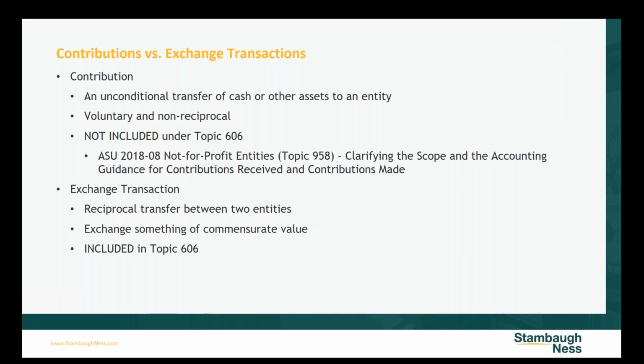So we jump from a contribution to what we're focusing on now, which is exchange transactions. This is a reciprocal transfer between two entities. There's an exchange of something of value, essentially commensurate value, not incidental value. There's a significant value to that. And that's everything that topic 606 is focusing on and what we're talking about today. So it's all of those exchange transactions. There's something going between the two entities, with essentially an expectation of a benefit or a good or a service being provided.